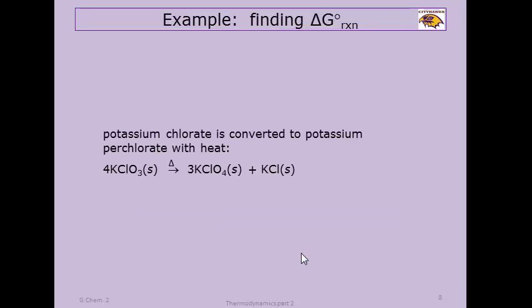So let's do an example here. This is where potassium chlorate is converted to potassium perchlorate with heat. This is a chemical reaction where potassium chlorate is used in explosives and fireworks. The perchlorate is just more stable than the chlorate, so a lot of times that's converted over. And this is a disproportionation reaction in which the chlorine is both oxidized and reduced in the same reaction.